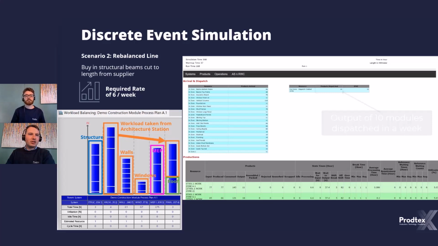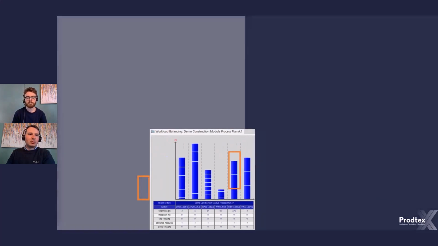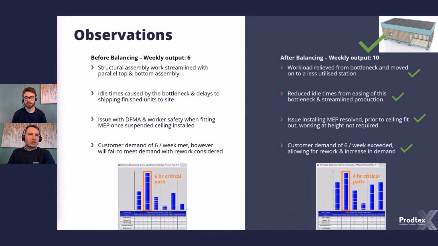Okay, and so just some observations on that. We determined that by doing our bottom and top frame assembly in parallel prior to the main structural assembly, we streamlined production. We've also noticed that before we balanced the line, there were idle times and delays to shipping finished units to the customer due to the bottleneck on the architecture workstation, which we can see.